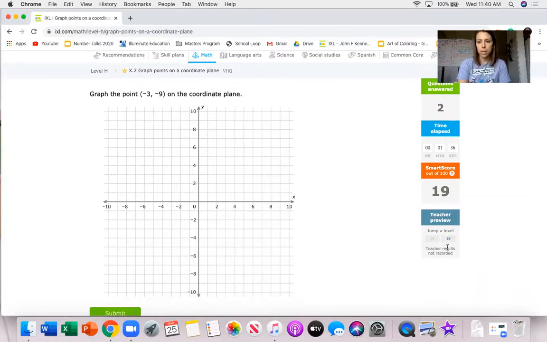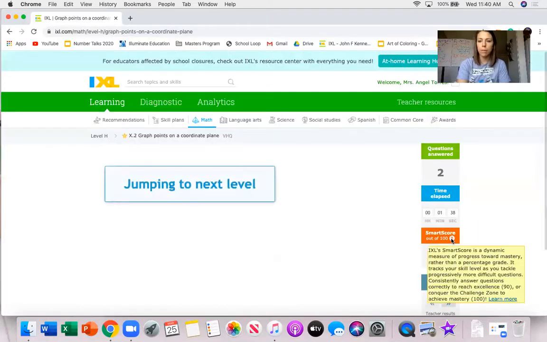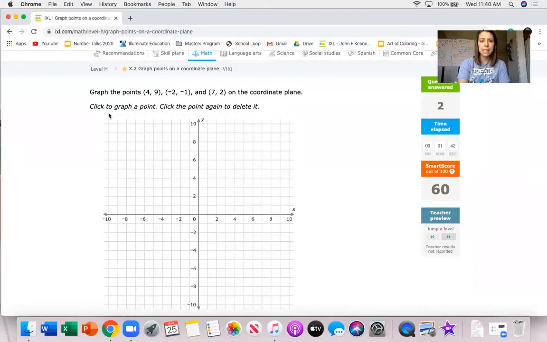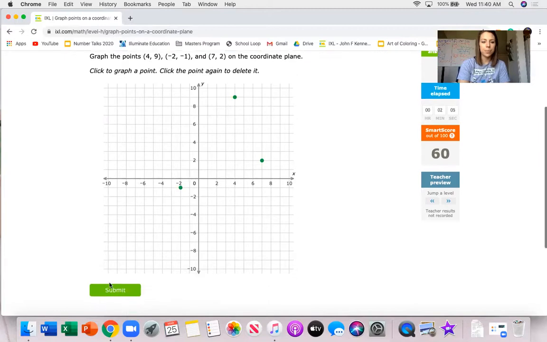Notice my SMART score is only 19. Let's go ahead and jump a level. So once you hit a SMART score of 60, all you're going to be asked to do is basically plot more points. So here I'm plotting the point 4, 9. Here I'm plotting the point -2, -1. And here plotting the point 7, 2. You can notice that every time I do this, I start at 0, and I'm always traveling horizontally first to get my x coordinate, followed by vertically.